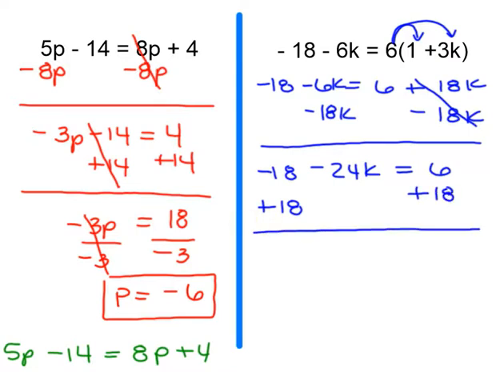Big equal sign. These are going to cancel. So I have negative 24k equals 6 plus 18 is 24. I keep writing it without the 4. So now I have to get rid of the negative 24 that's attached to the k, so I'm going to divide by negative 24 on both sides.